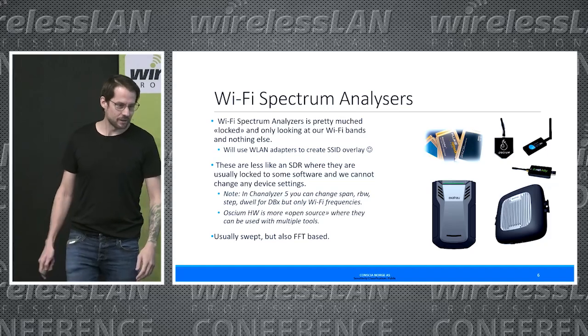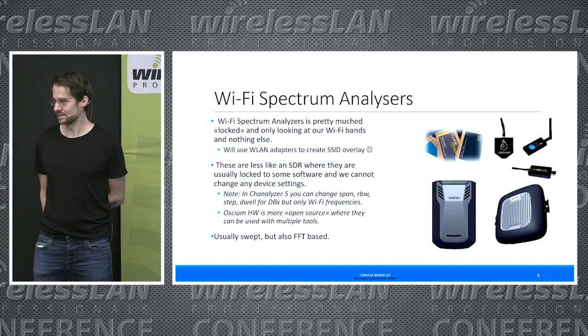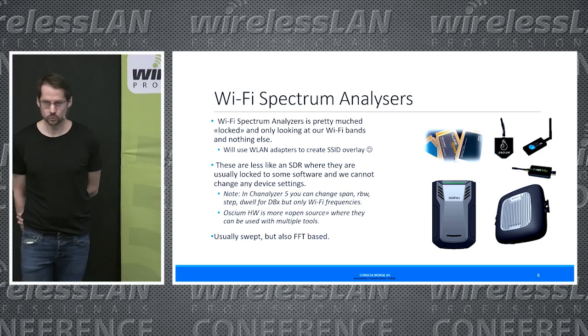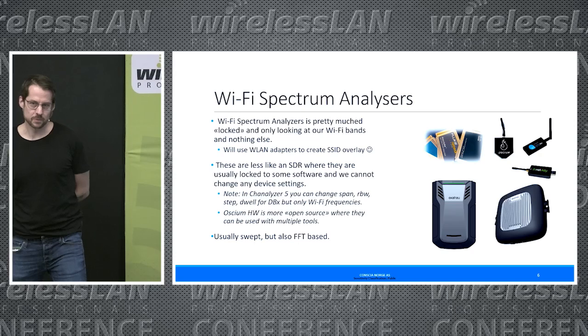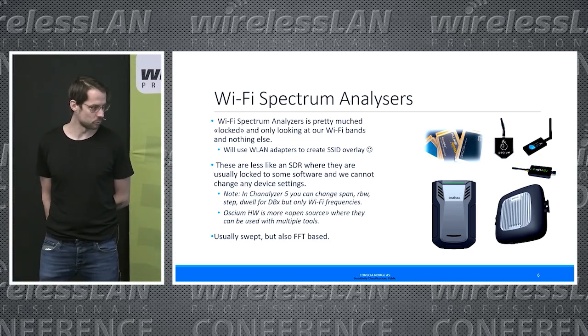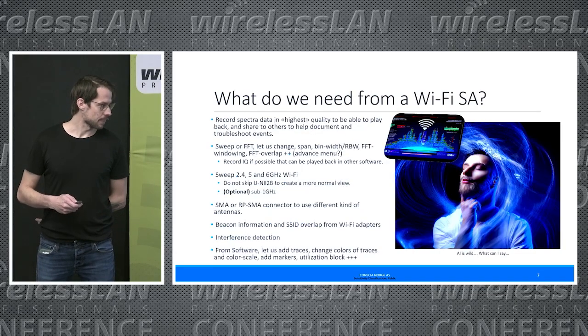And then we have our cute little Wi-Fi spectrum analyzers. What's the difference? Well, they usually only cover our Wi-Fi frequencies, so no sub 1 gigahertz. They're usually locked to some software, so we can't really use them on any other tool. They're usually swept. Some of them are FFT, like the Cognio Sidekick 1 and Sidekick 2. The small USB ones are typical swept analyzers.